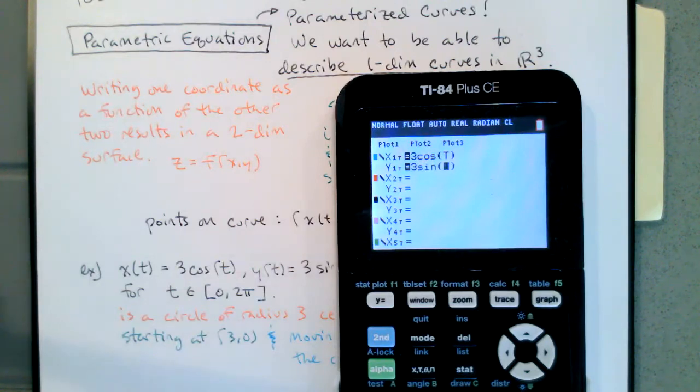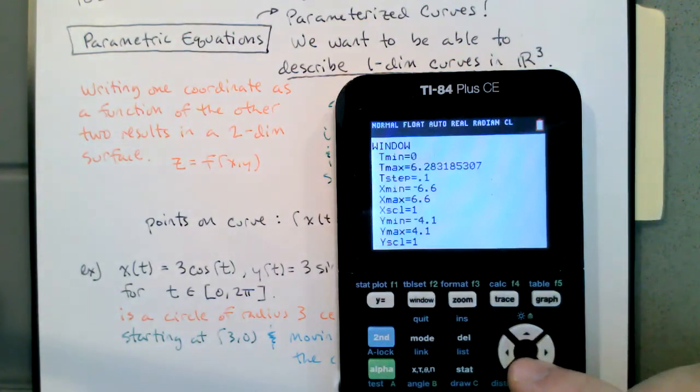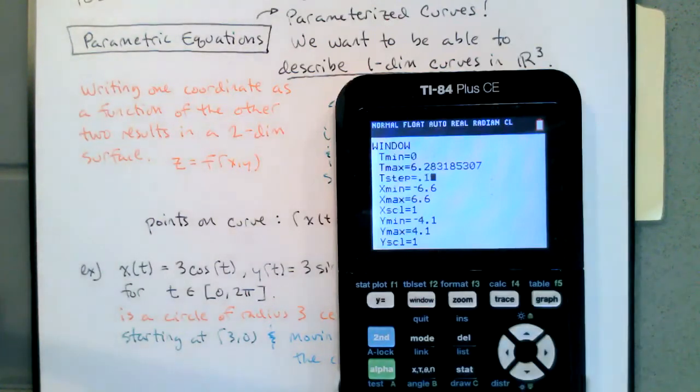I want to tell the calculator to plug in values from 0 to 2 pi. So that's going to be in my window. The first thing is going to be t minimum, t maximum, there's 0 to 2 pi. And then the t step is just going to be how often we want to plug values in. Then the rest of it is traditional window: x min to x max from negative 6.6 to 6.6 and y min to y max of negative 4.1 to 4.1.